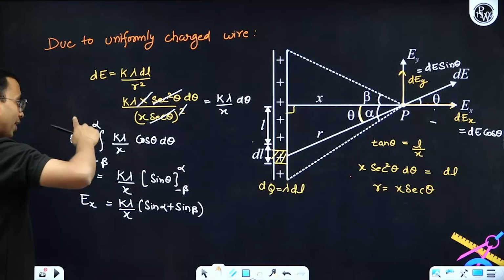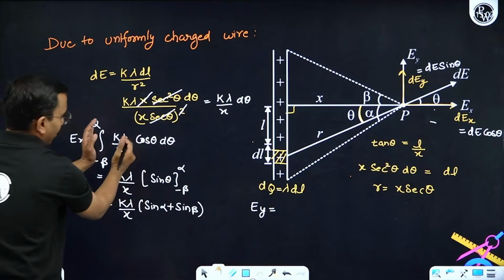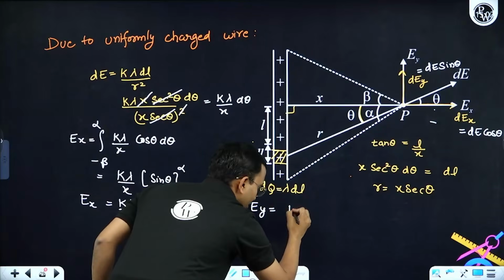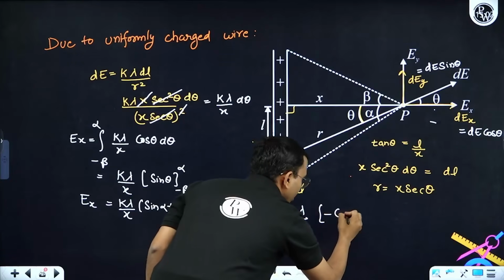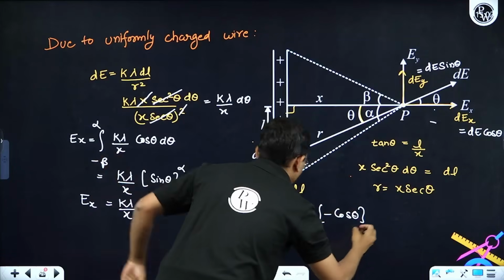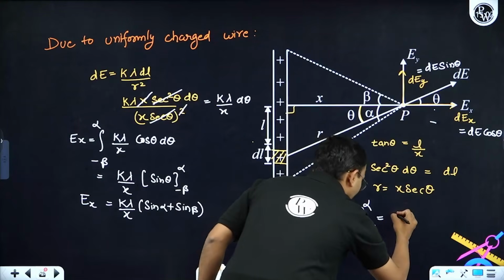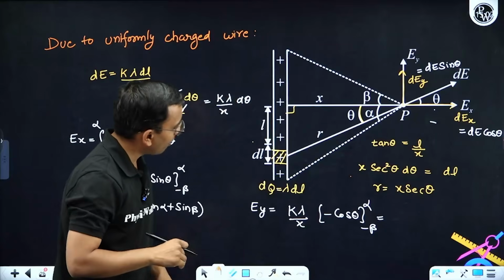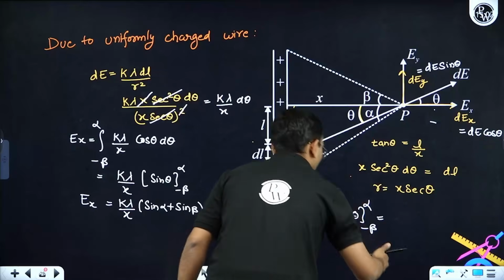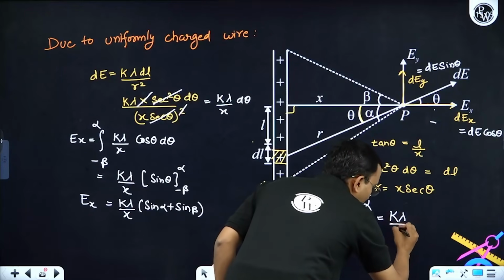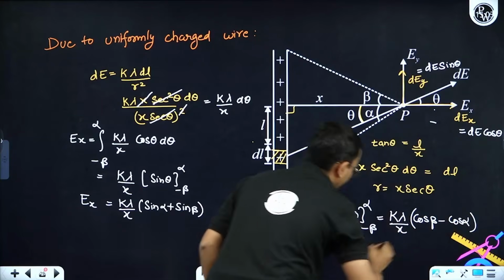Similarly, when I write Ey, that will become K lambda by x sin theta d theta integration. So K lambda by x sin theta integration will be minus cos theta, limit same, minus beta to alpha. So this will become K lambda by x into cos of alpha minus cos of beta. So considering the negative sign, this will become cos of beta minus cos of alpha. This is my Ey.